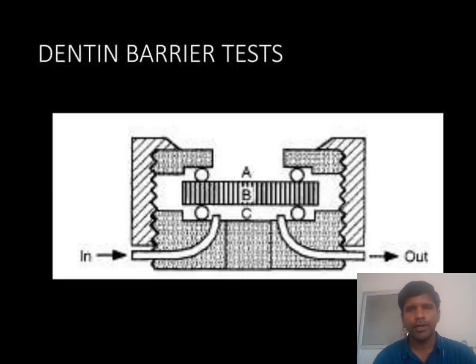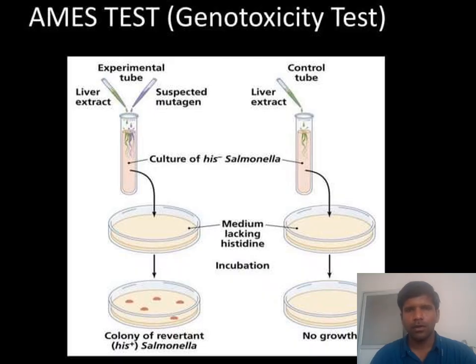Coming to Ames test, Ames test is a genotoxicity test. Here, the experimental tube is seen, and liver extract and suspected mutagen are placed in the test tube, and the culture of Salmonella species is done.